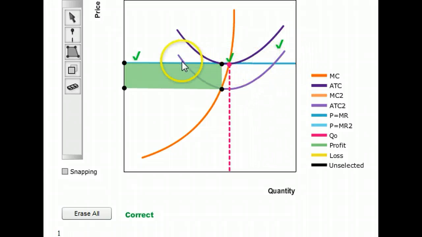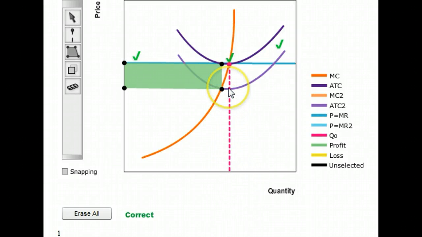Remember, this firm is a perfectly competitive firm, is a price taker. The price is decided by the industry, and as a result, this individual demand curve still stays in its original location. So we have still the same profit maximizing level of output.